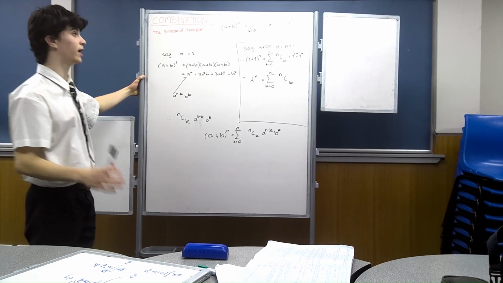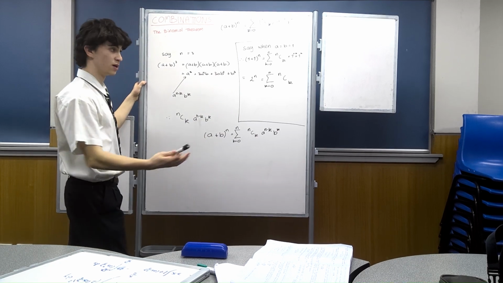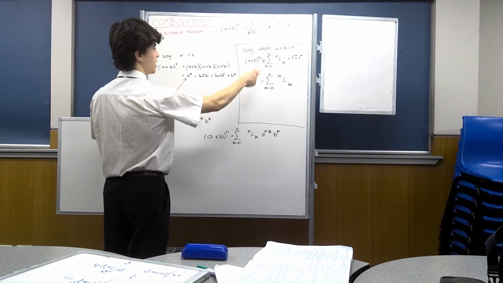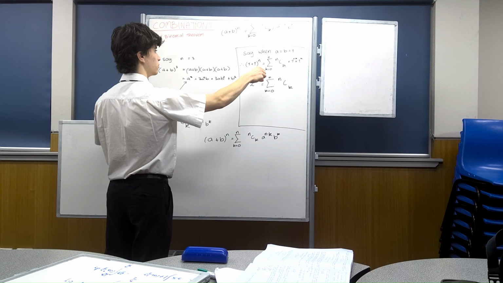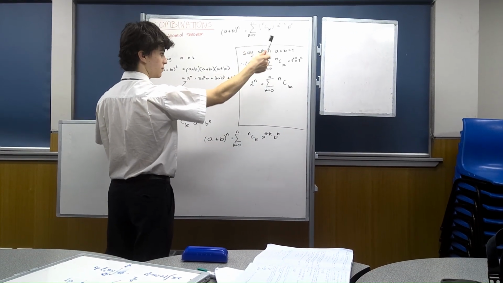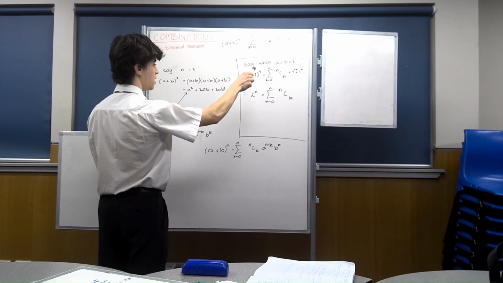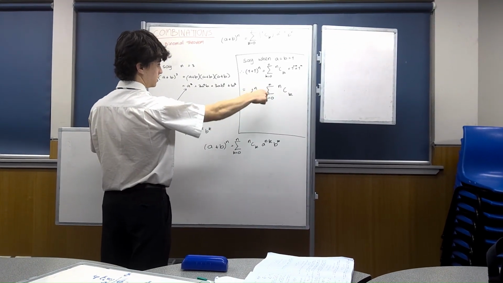Alright, and then a special case. Say when a is equal to b is equal to 1. Let's plug that into the formula. (1 plus 1) to the n is equal to the sum from k equals 0 to n of nCk times 1 to the something, which equals 1, times 1 to the something, which equals 1. And then we can simplify that to be 2 to the n is equal to the sum of nCk.